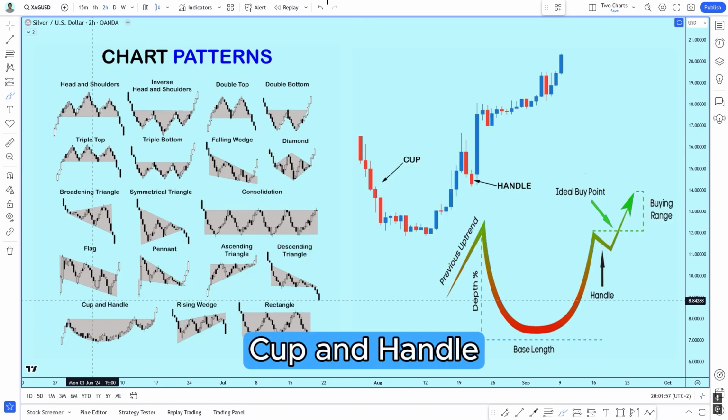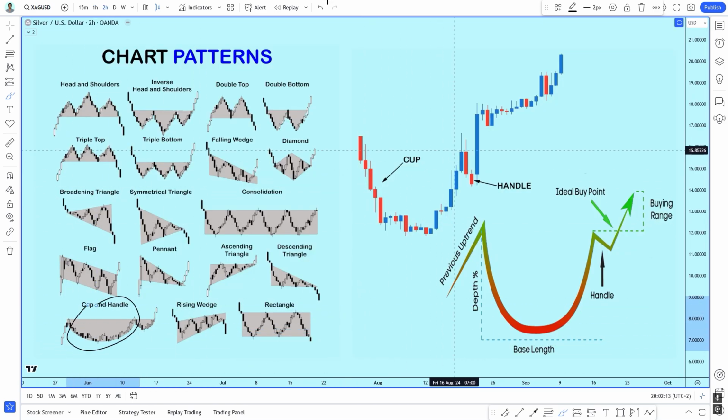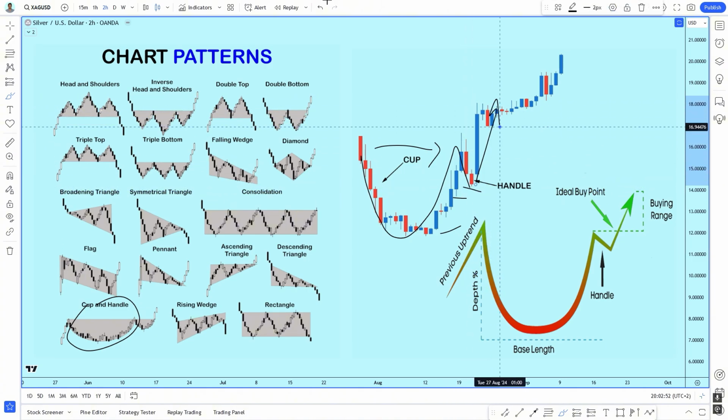Next pattern is the cup and handle chart pattern. What we have here is a shape that basically looks like a cup. And then we have this handle. This handle is basically a reaction to this previous high. And some traders use the Fibonacci tool to determine where this pullback or handle will end and where price will continue to go up. So we have this shape here that looks like a half of a circle, then we have this handle or a pullback, and then price continues to go up.